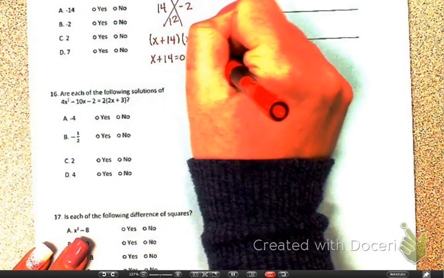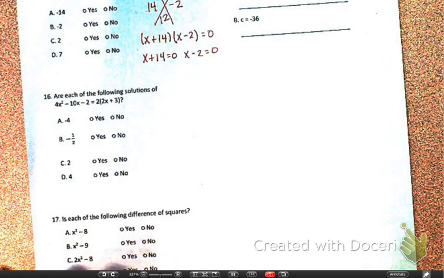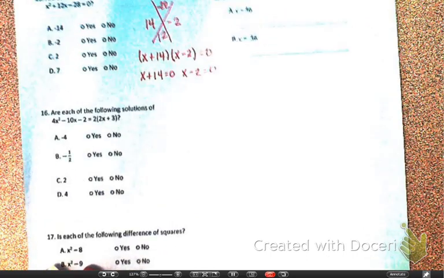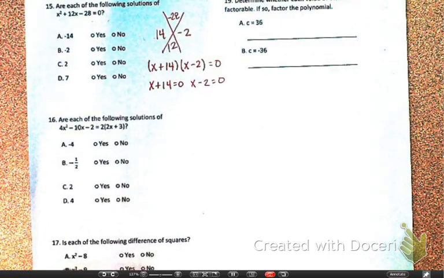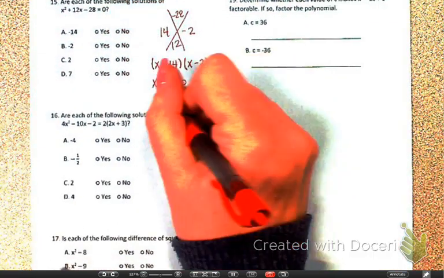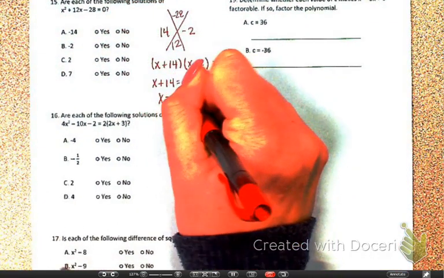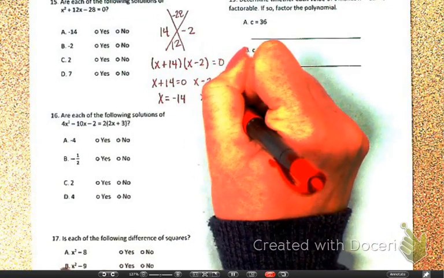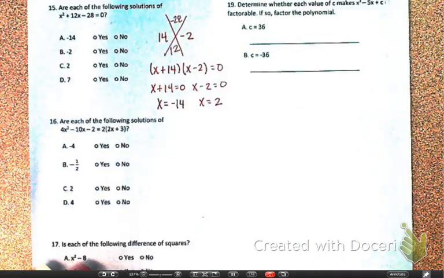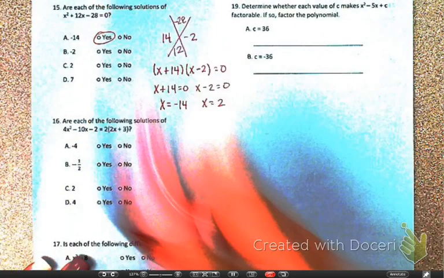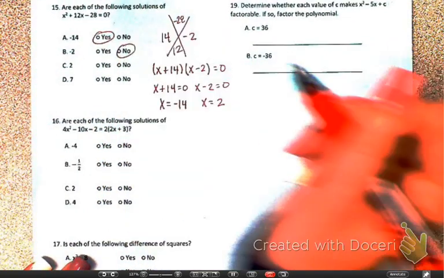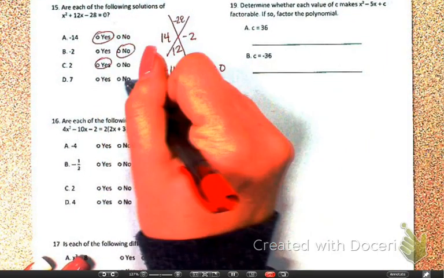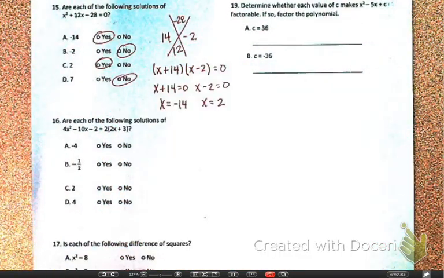So you should have work for all these problems. If you just circle yes or no on the test tomorrow, I will mark it wrong. Okay, you have to show me some sort of work. I'm left with x equals negative 14 and x equals positive 2. So A is yes, B is no, C is yes, D is no. But I expect to see work. So yes, no, yes, no.